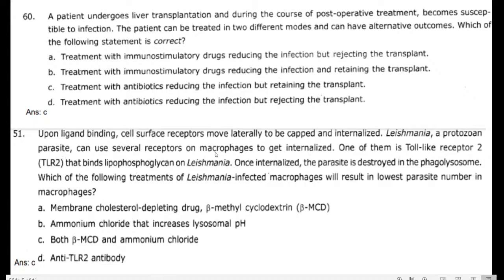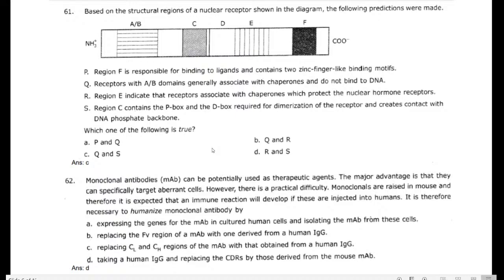Okay, the next question is about the structural regions of a nuclear receptor shown in a diagram. The following predictions were made. The question is based on the structural regions of a nuclear receptor, regions A, B, C, D, E, F. These are all the structural regions. This is a protein-like structure having an amino terminus and a carboxyl terminus. They asked one question and provided the statements.